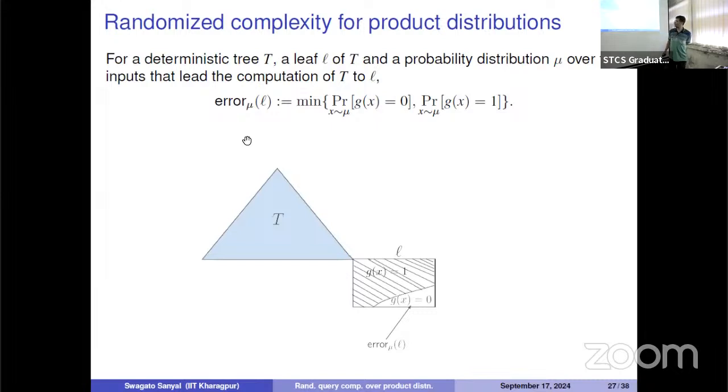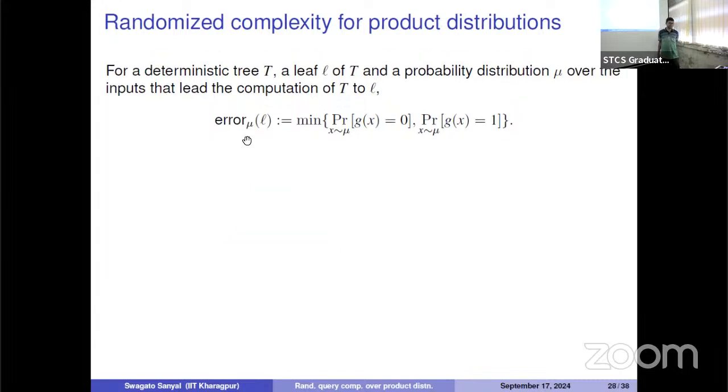Now G is a function, and it induces a bipartition on L. You look at the volume of the smaller of these two regions. We define the error of L with respect to mu to be that volume, the smaller of the two. So it's a measure of how biased the leaf is with respect to mu. If it's very close to 0, then the leaf is highly biased. If it's close to half, then the leaf is unbiased.